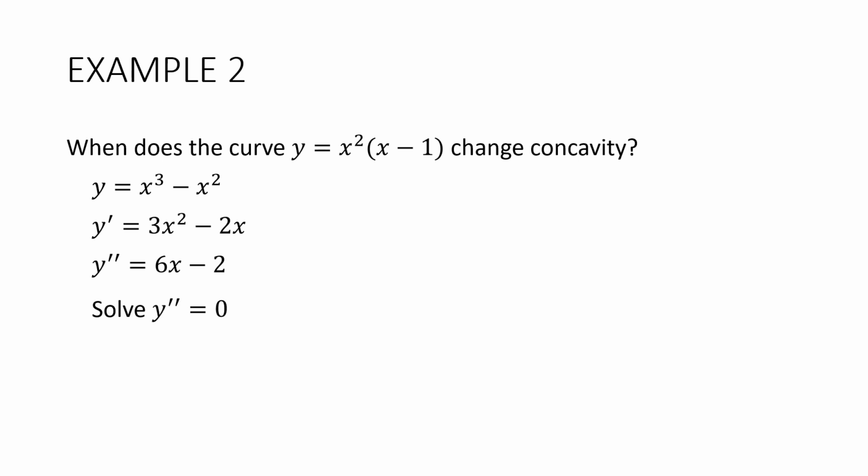So let's put that equal to 0. 6x minus 2 is equal to 0, x must be equal to a third. So there's a change in concavity at x equals 1/3.